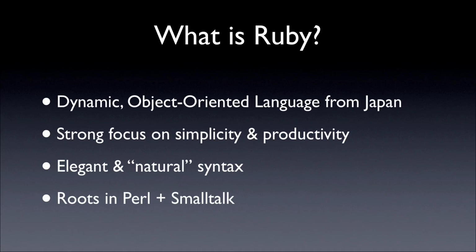So, let's first look at what Ruby exactly is. It's a dynamic, object-oriented language from Japan with a strong focus on simplicity and programmer productivity. It does this through a very elegant and natural syntax. Many Smalltalk and Perl programmers will feel familiar with its syntax, as Ruby has roots in both these languages.